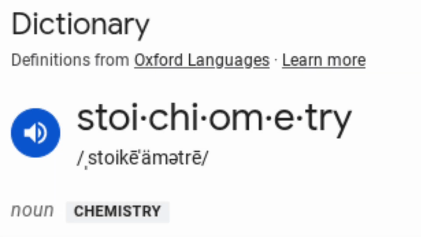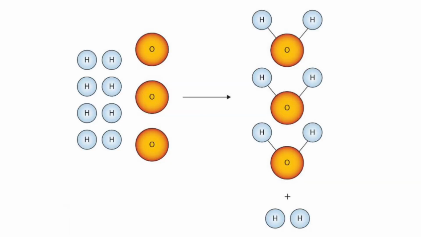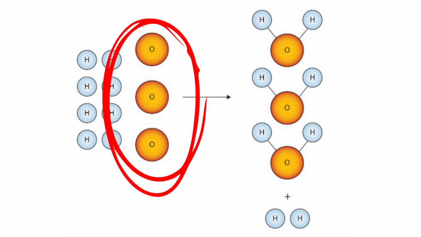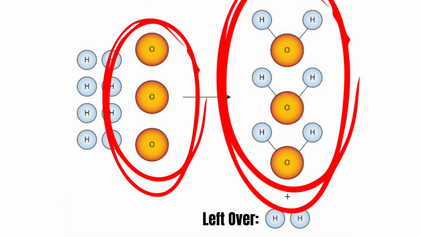Stoichiometry is the study of quantitative relationships between reactants and products. The limiting reactant of a chemical reaction is the reactant that runs out first and determines when the reaction ends, ultimately limiting the amount of product produced.